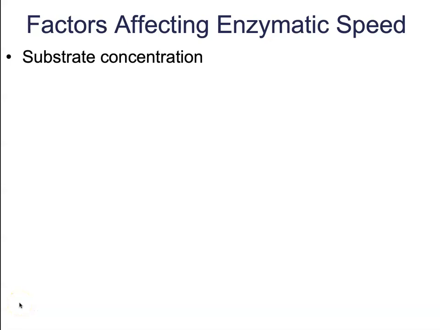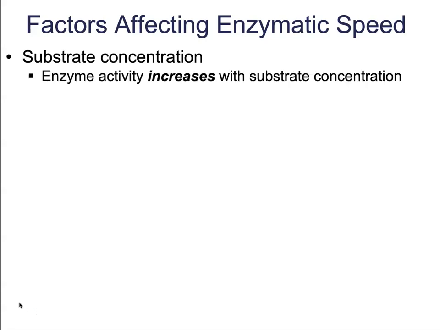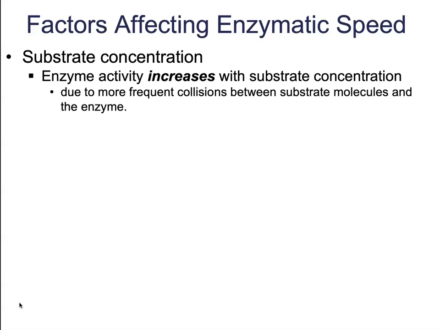The next thing we want to talk about is some factors that can affect enzymatic speed. Number one thing that can affect enzyme speed is going to be substrate concentration. Enzyme activity increases with substrate concentration, which kind of makes sense. This is going to be due to more frequent collisions between the substrate molecules and the enzyme.